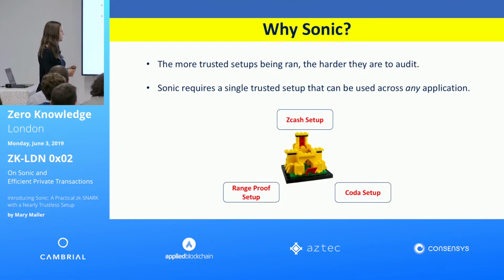And this, I would say, is the big thing that Sonic improves on over previous SNARKs. So in Sonic, we just have one setup. And once you've done that one setup, you can use it for anything you like, up to a given size. You can't prove something which has too many gates for your setup, but as long as the number of constraints is within your limit, you're okay.